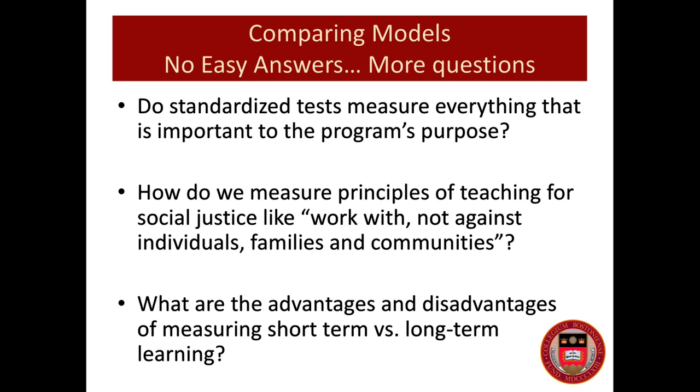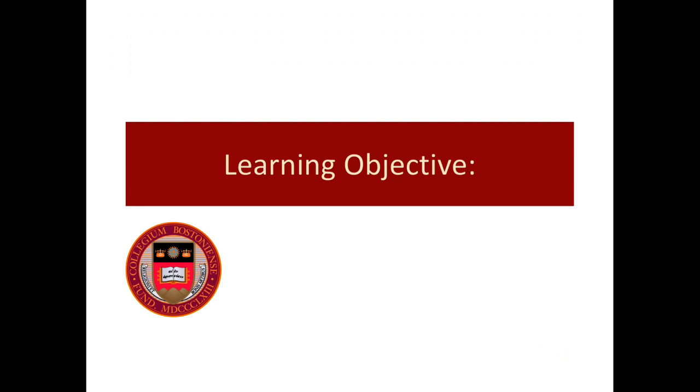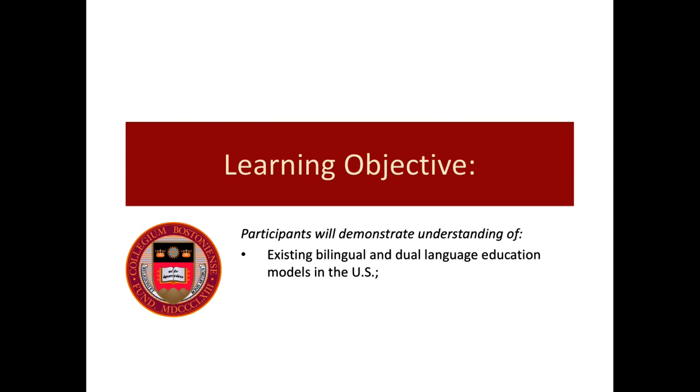I mentioned that second question there because here at Boston College, we believe that teaching for social justice is important. So we need to think about how we measure outcomes related to social justice. So please take a moment to reflect upon the learning objective for this module and think about your understanding of existing bilingual and dual language education models in the US and the key similarities and differences between and among existing models.